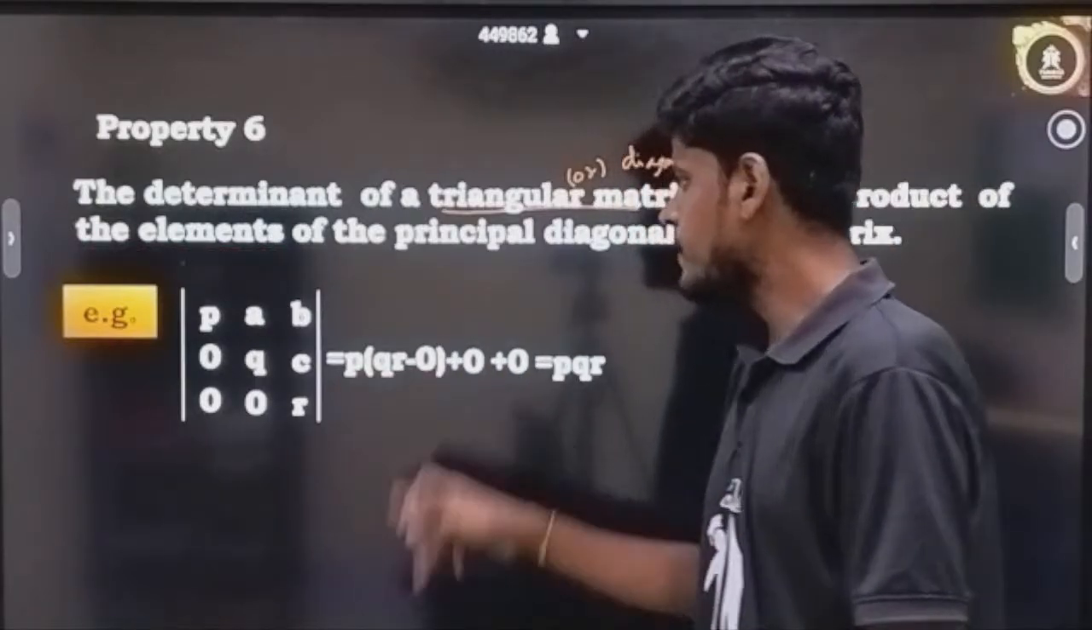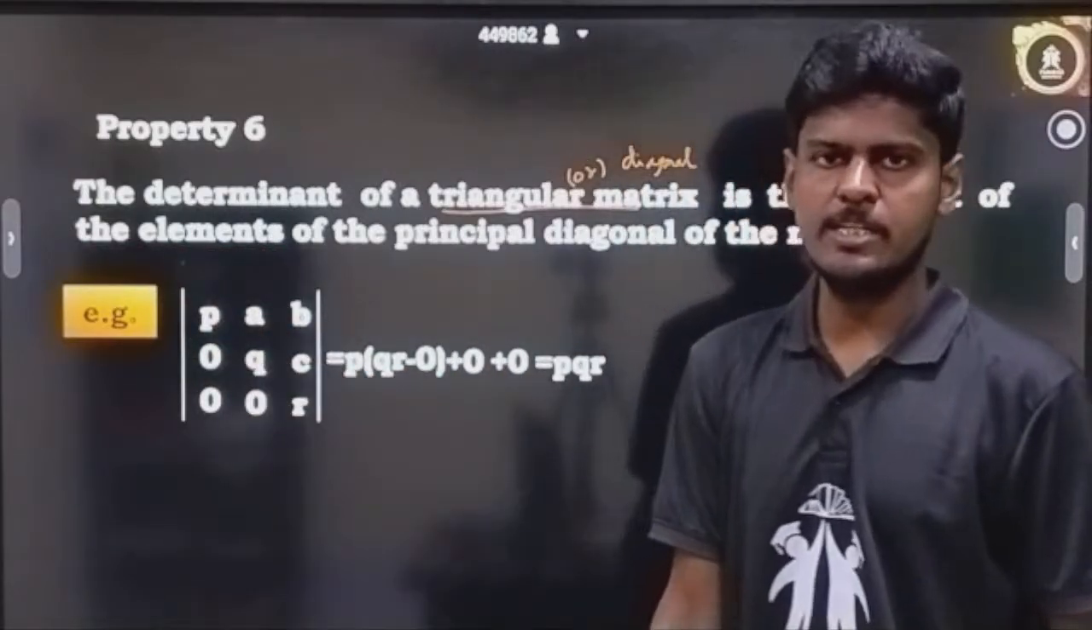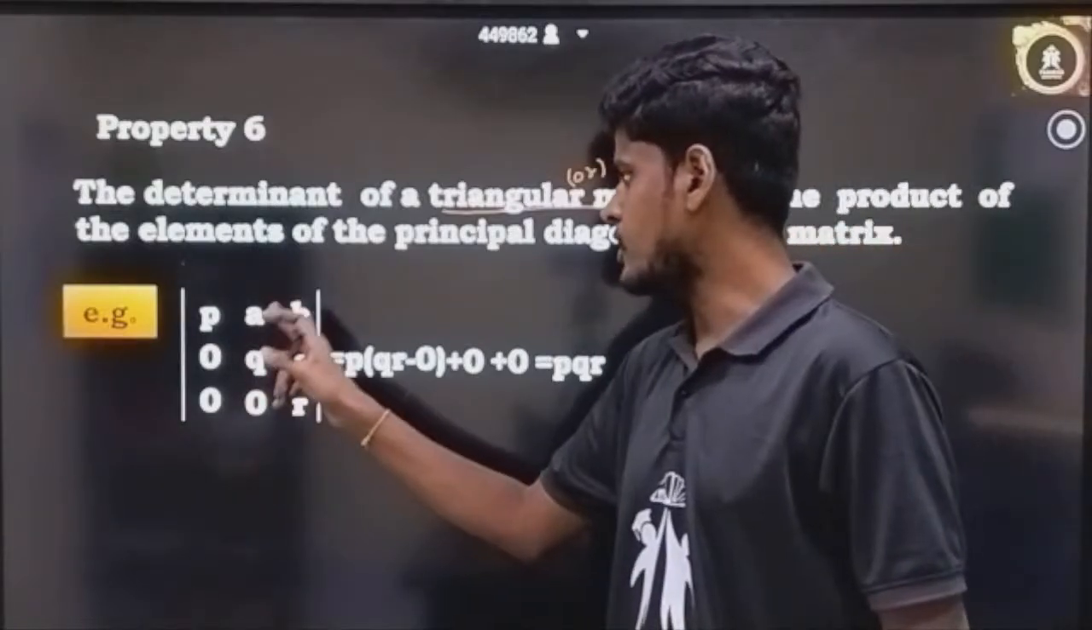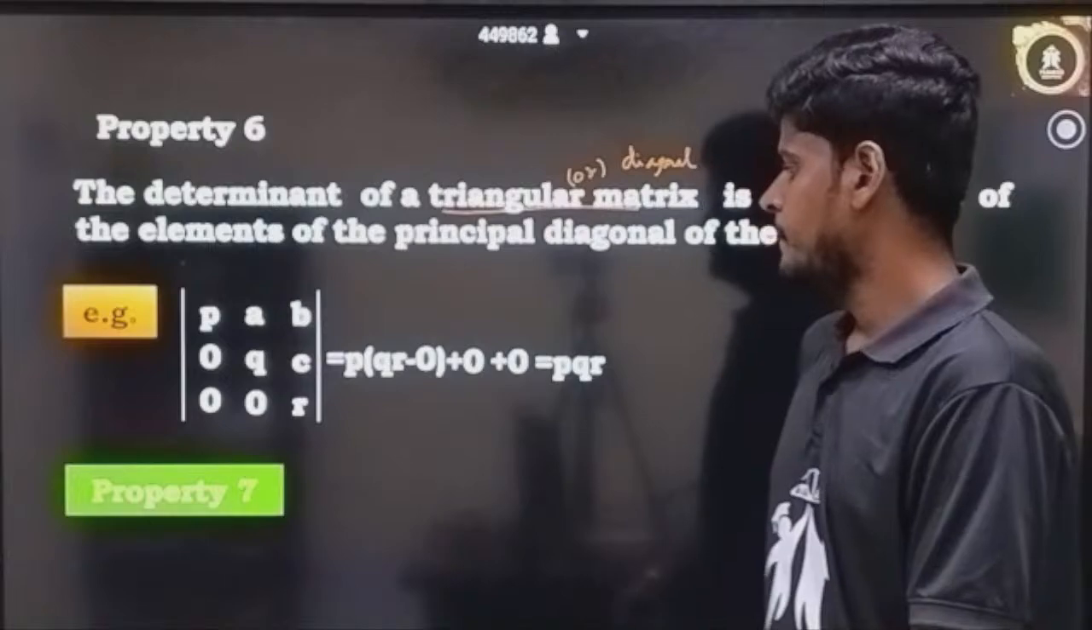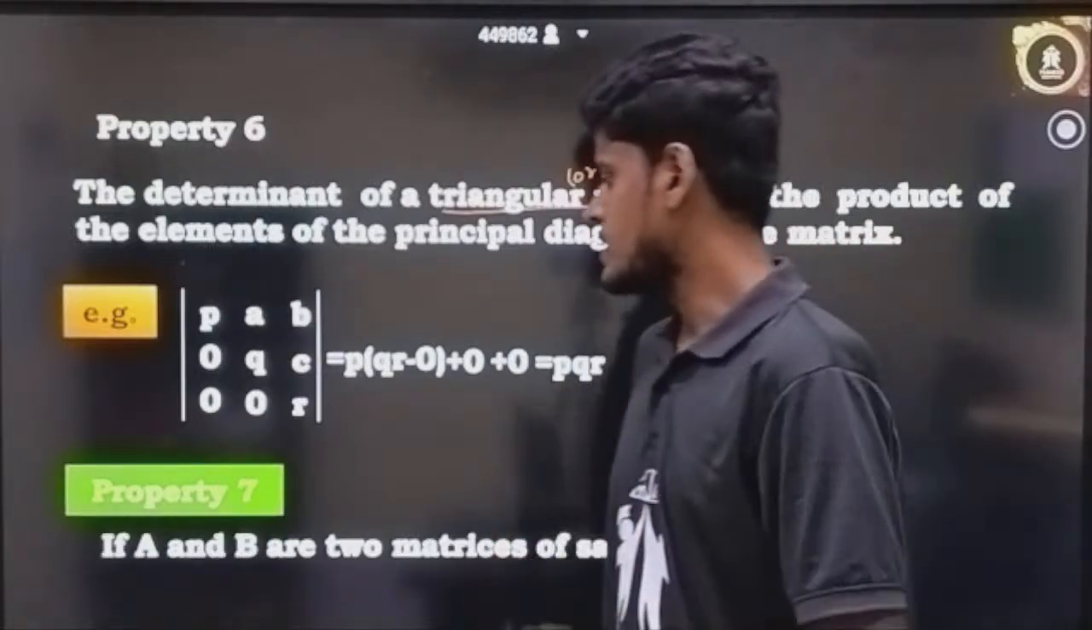So what is the final answer? PQR, which is nothing but the multiplication of diagonal elements. It will be the same for lower triangular matrix also, upper triangular matrix also. So this is property 6.